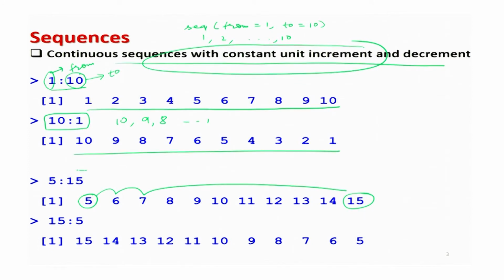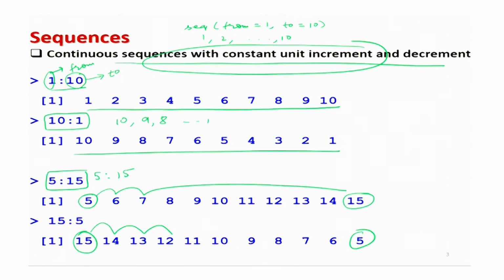So, I have to write 5 colon 15. And if you want to start the sequence at 15 and end at 5, this will be 15, 14, 13, 12 etc. That is going to be a sort of decrement, meaning you are not giving an option like by equal to -1 or -2, but once you write the value at from which is higher than the value at to, it is going to be an automatic decrement.